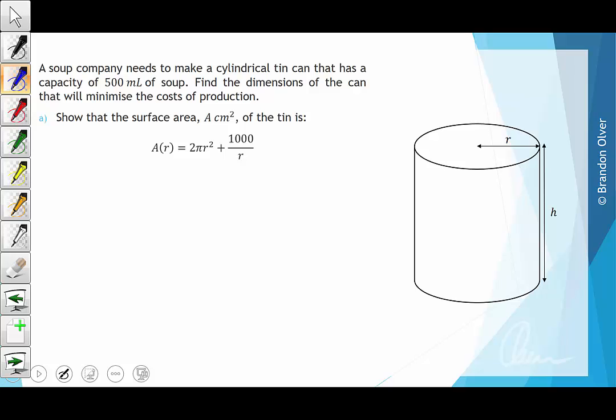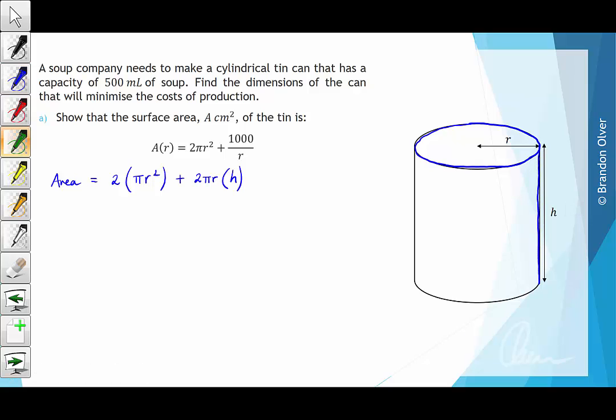So first of all, we can see that the area will be equal to 2 times the area of a circle, which is on the bottom and the top of the tin, which is 2 pi r squared. And then the middle of the cylinder can be unrolled to form a rectangle, and that rectangle will have a length of 2 pi r, which is the distance around the outside, and then it will have a height of h, which is this distance here.